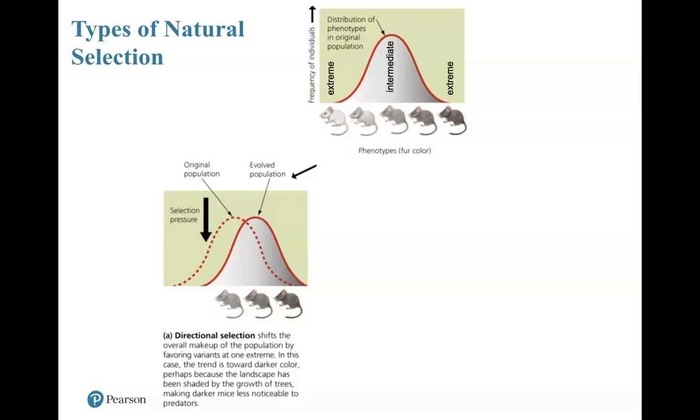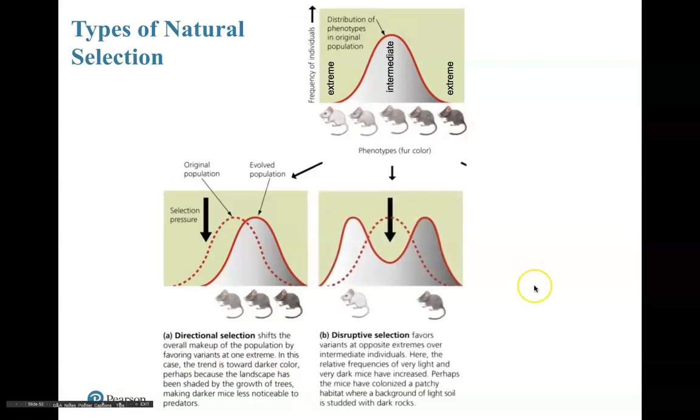So it's going to change the overall makeup of the population, and basically it's favoring variance at one extreme. Know that directional selection favors variance at one extreme. It's shifting over to one extreme side, whether that be the right side, those darker colors, or the left side, those lighter colors. It's going in a certain direction.